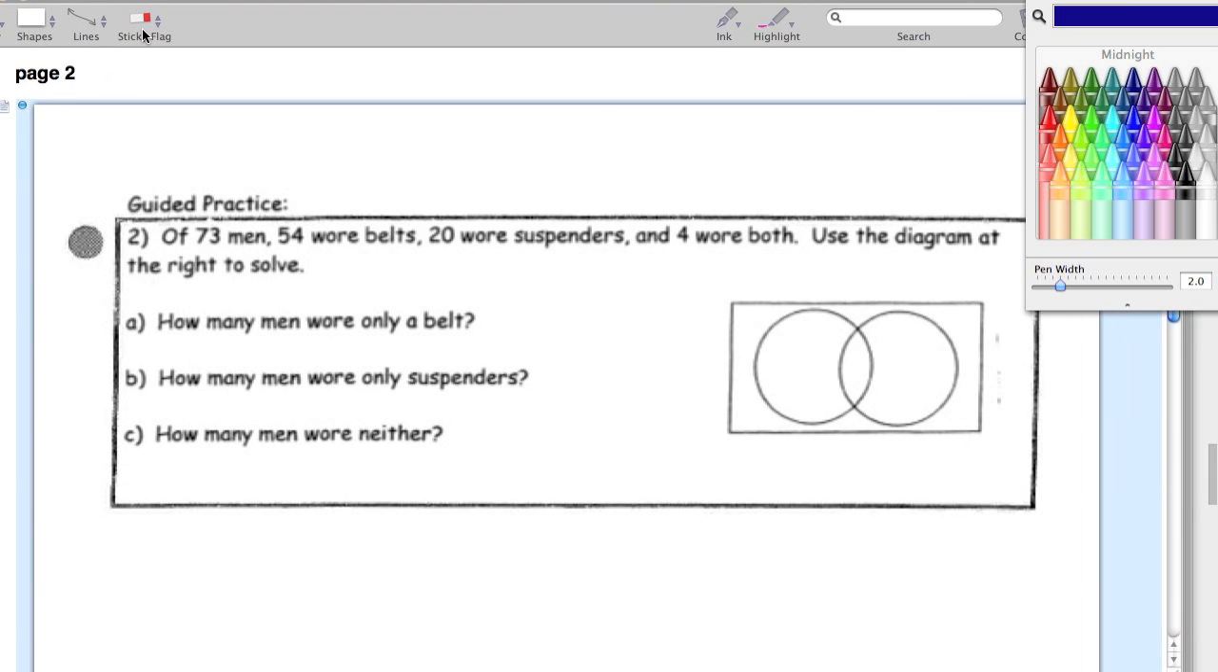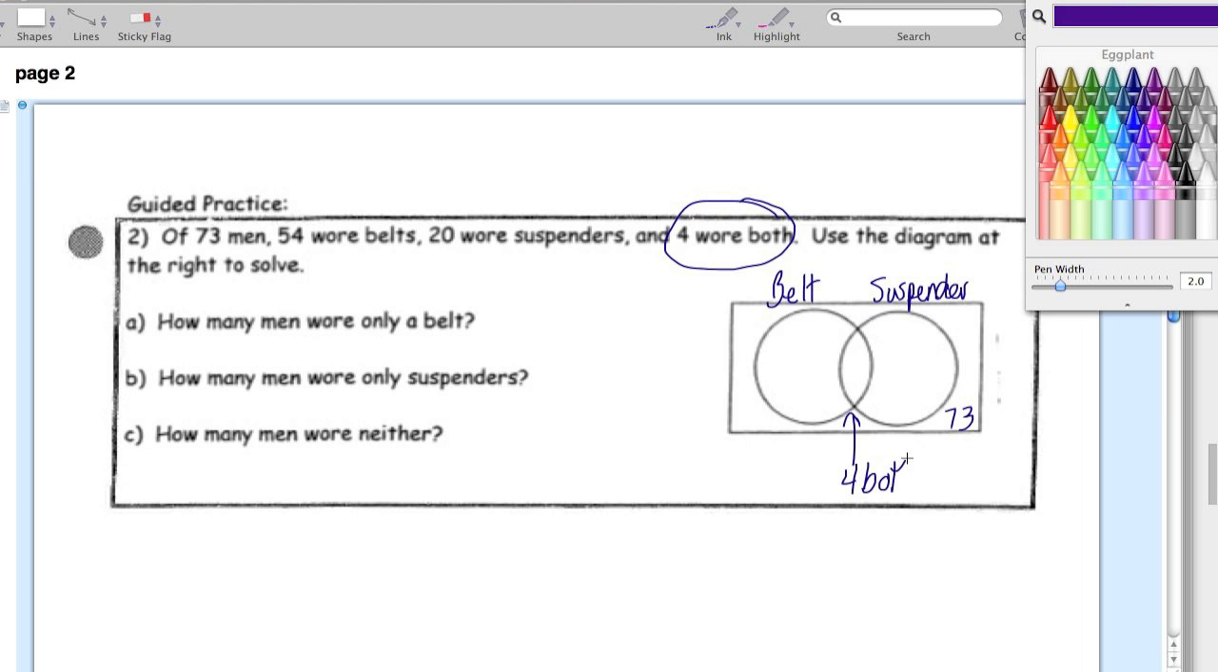Okay, you're back. Let's take a look at the second guided practice. We have here that of 73 men, 54 wore belts, 20 wore suspenders, and 4 wore both. Use the diagram at the right to solve. So very interesting stuff we're working with. We have 73 total. 73 is our population we're working with. 54 wore belts, so belt wearers, and then these are the suspender wearers. Okay, so we start out with the category of overlap.